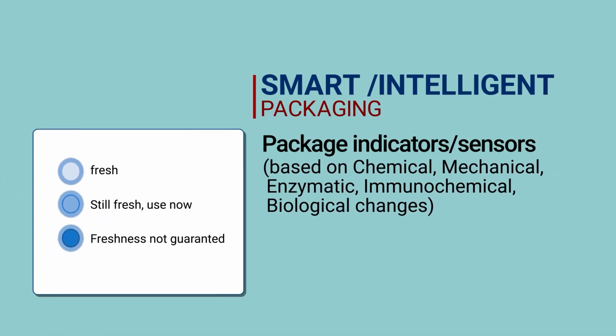Second category of intelligent packaging is the package indicators or sensors. This is very important because this can give us the idea about the quality of the product during the storage and transport. By seeing the change in the color of the label on the package, the consumers can have that idea whether that food is still fresh, we can have it, or we should throw it, it has already spoiled.